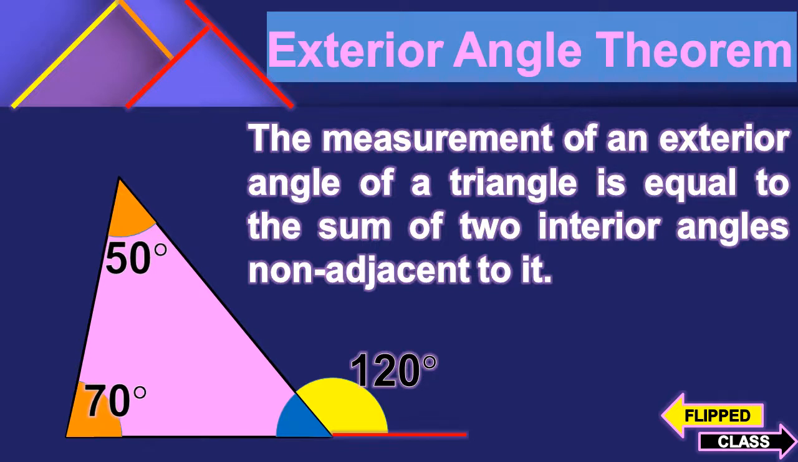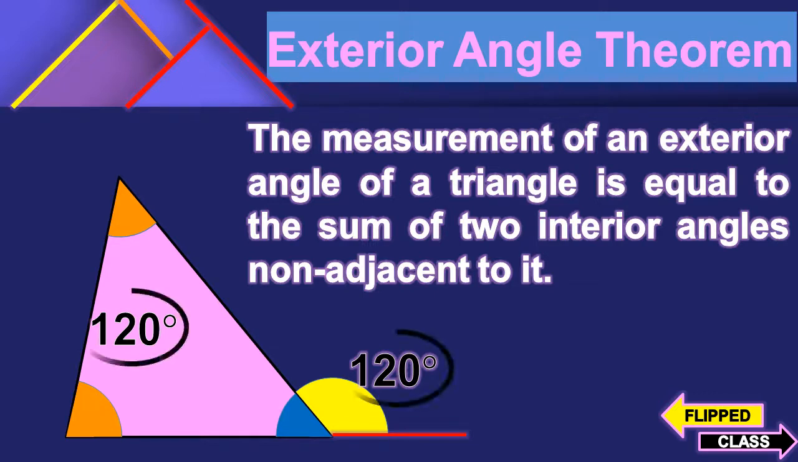This is the proof of this theorem because when you add up 70 degrees and 50 degrees, it is just 120 degrees. This is the proof that the sum of the two interior angles non-adjacent to the exterior angle is just equivalent to the exterior angle, 120 degrees for this figure. This is the proof of the exterior angle theorem.